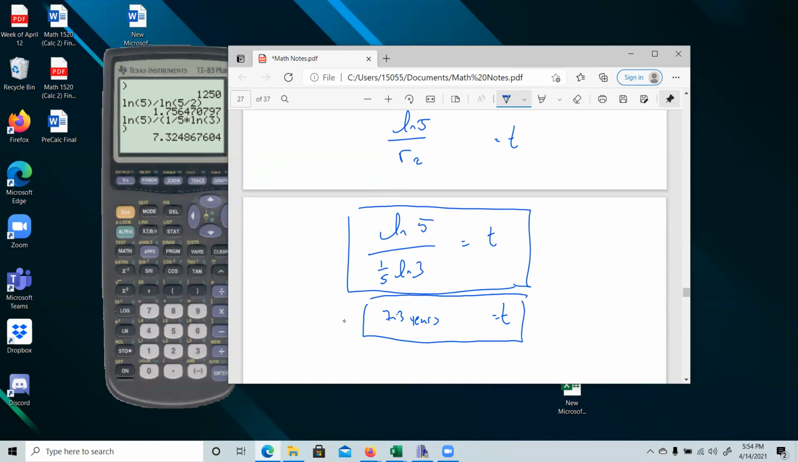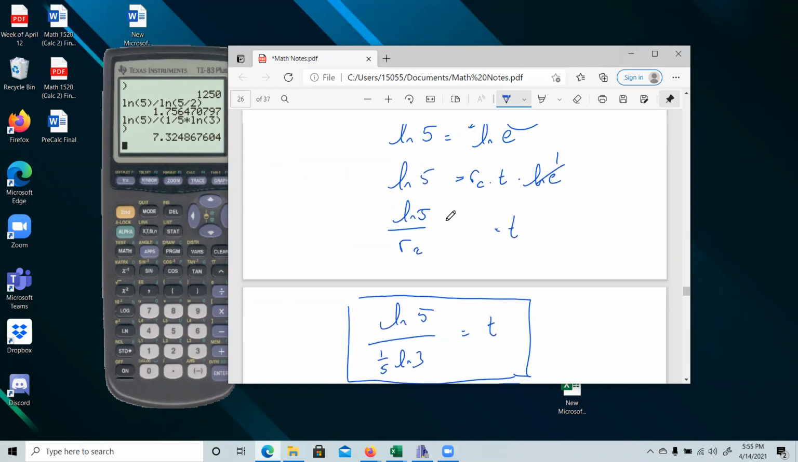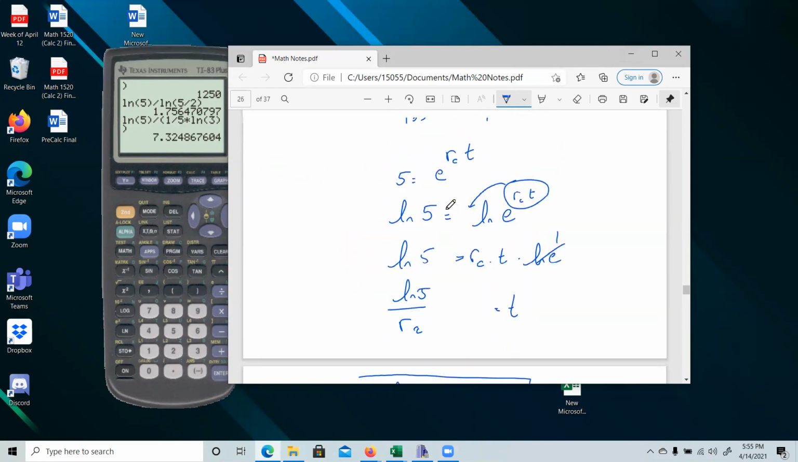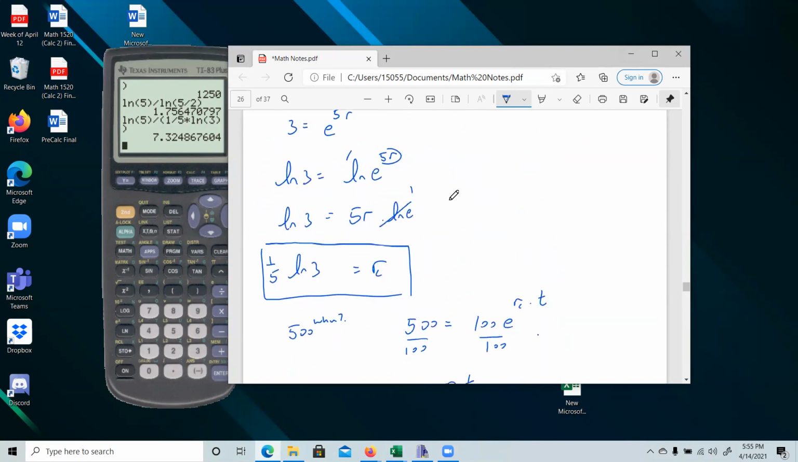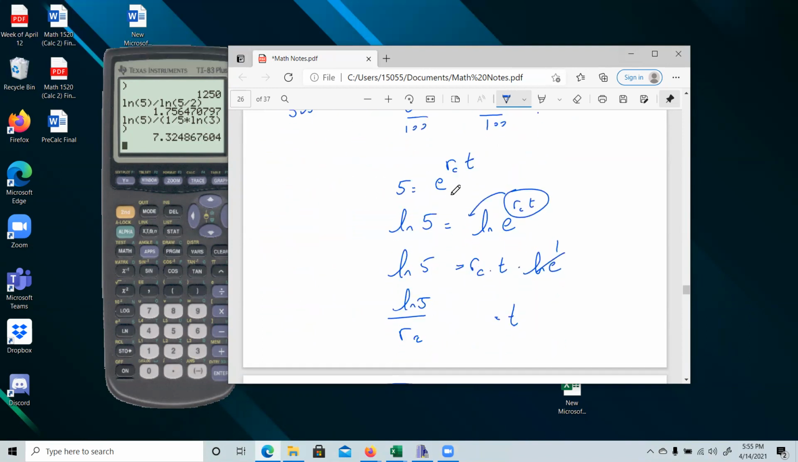Right? So that's population growth. That's how we do that. That's a very common type of problem for a final exam in college algebra. Okay, so we have choices of interest, population growth, and radioactive decay. Right?